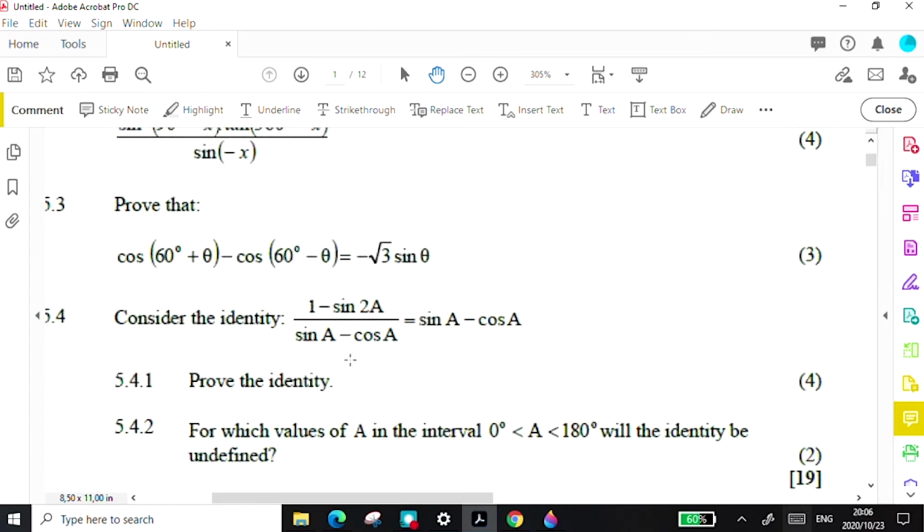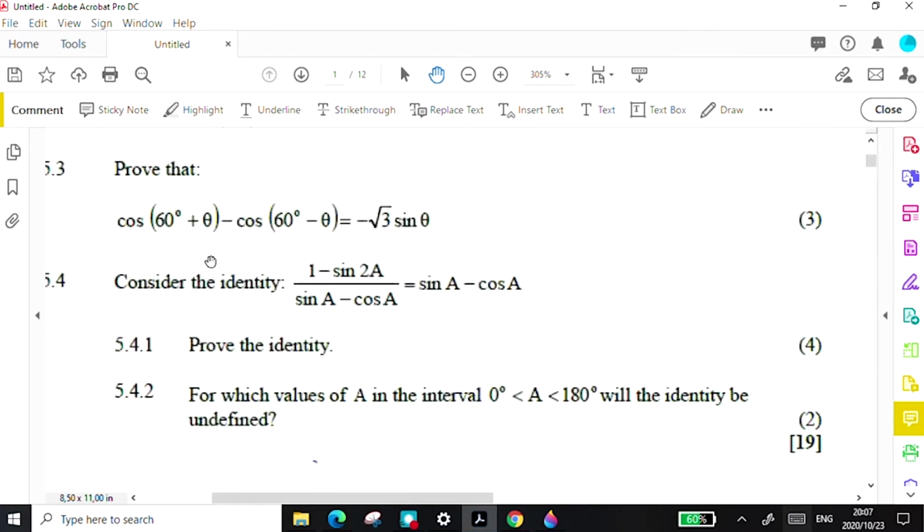And for number 5.4, we'll consider the following identity, which is 1 minus sine 2a, divided by sine a minus cos a, is equal to sine a minus cos a. For 5.4.1, we are required to prove the identity. And for 5.4.2, for which values of a in the interval between 0 and 180 will the identity be undefined. So when will this identity be undefined? It will be undefined when this value is equal to 0.